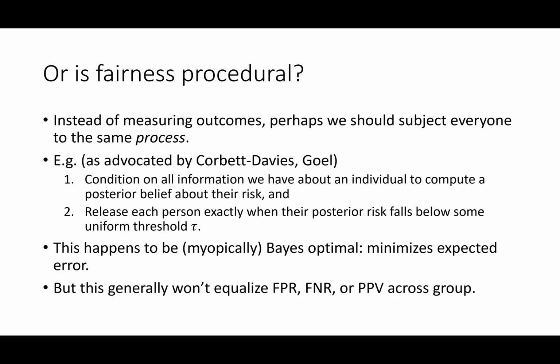Okay, so if you think about this as procedural fairness, then on the one hand you're in luck, because then there's no tension at all between fairness and prediction accuracy. This is just the Bayes optimal classifier. On the other hand, in general, again, when base rates are different, this will not satisfy any of the statistical notions of fairness we've talked about. So applying this sort of uniform threshold on posterior belief will not in general equalize false positive rates or false negative rates or positive predictive value.